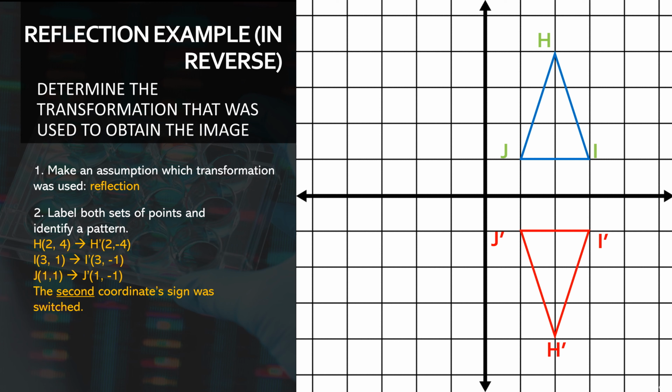If we take a look here, notice the pattern was that the second coordinate had their signs change. And because of that, we know that this is a reflection over the x-axis, as you can see by this diagram right here.